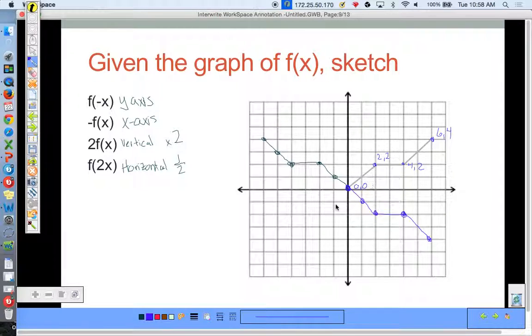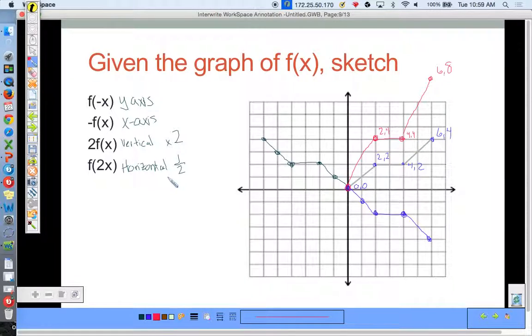So vertical by 2, that means we're going to double our y value. So 0, 0 stays the same, but 2, 2 becomes 2, 4. 4, 2 becomes 4, 4. And 6, 4 becomes 6, 8. So this would be 2, 4, 4, 4, and 6, 8. So you can see it's a vertical stretch there.